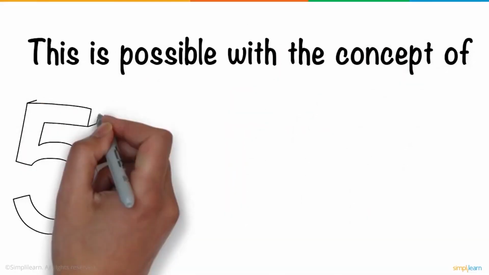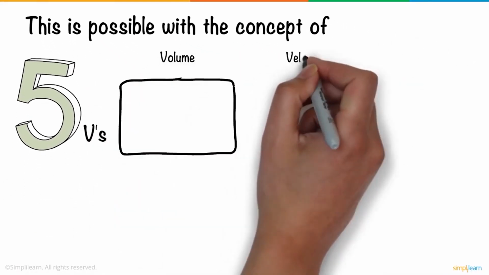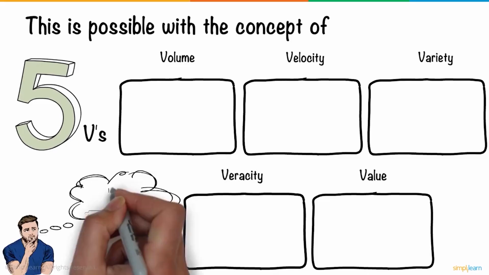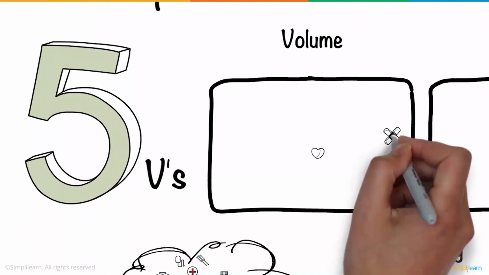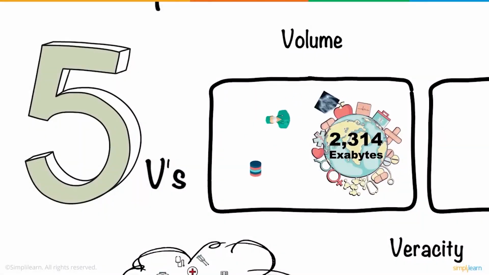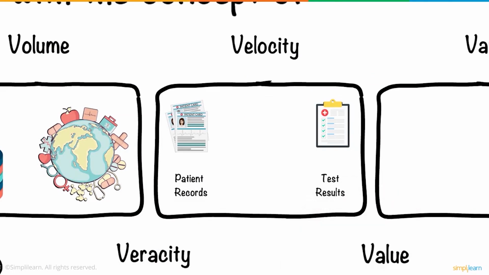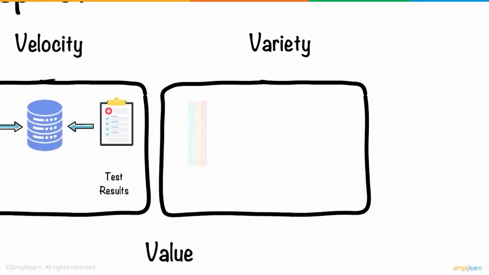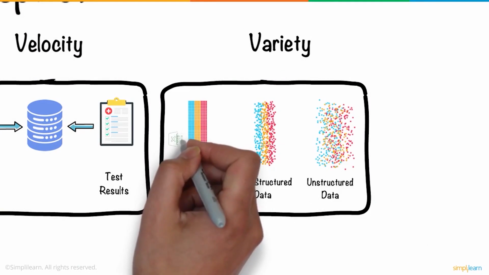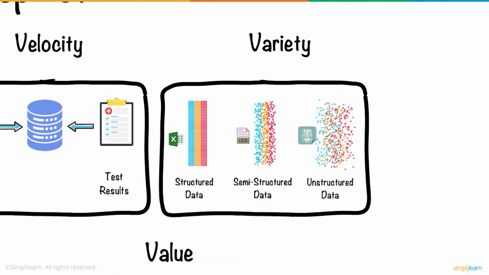This is possible with the concept of 5 V's: volume, velocity, variety, veracity, and value. Let us understand this with an example from the healthcare industry. Hospitals and clinics across the world generate massive volumes of data. 2,314 exabytes of data are collected annually in the form of patient records and test results. All this data is generated at a very high speed, which attributes to the velocity of big data. Variety refers to the various data types, such as structured, semi-structured, and unstructured data. Examples include Excel records, log files, and X-ray images.